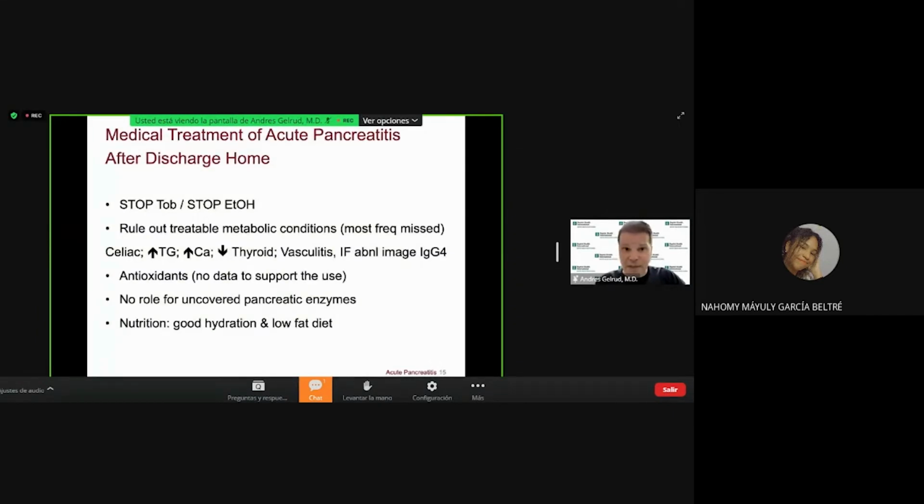So the medical treatment after discharge: the patient got better, was in the hospital 1 or 2 days, got hydrated, pain control, they're eating, they go home. Again, if they're drinking, they have to stop drinking. If they're smoking, they have to stop smoking. And I always tell the patients, sarcastically or jokingly, every time you drink or you smoke, you're basically asking your pancreas, give me pancreatitis, give me pancreatitis. And believe me, you're going to get pancreatitis again.